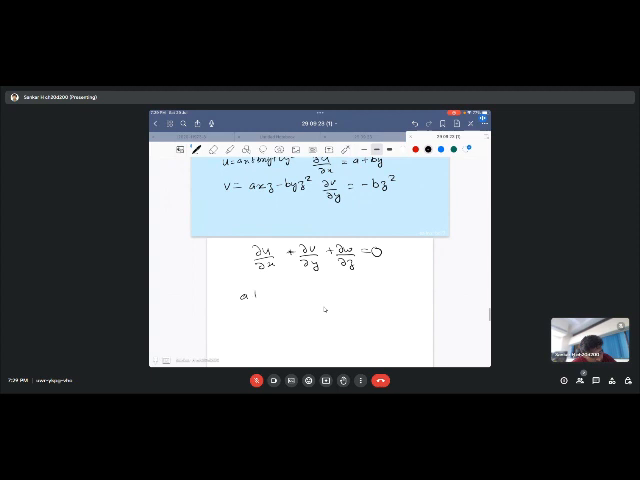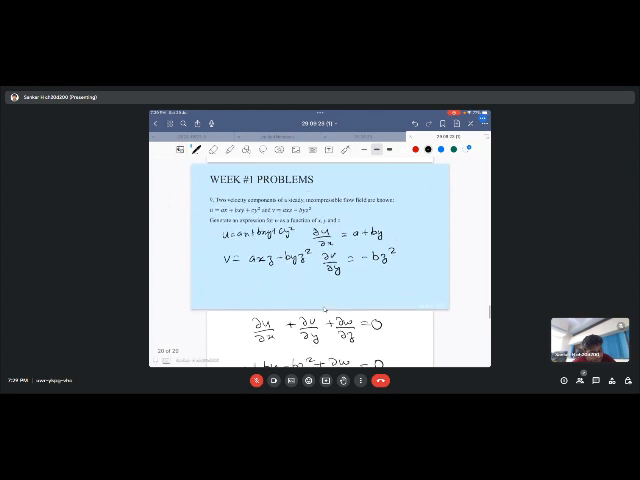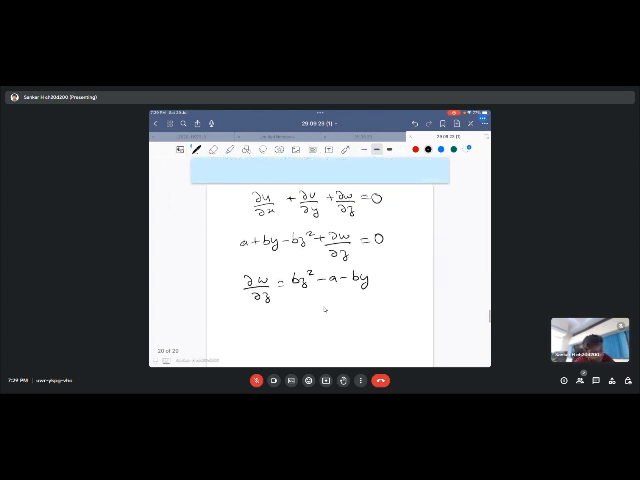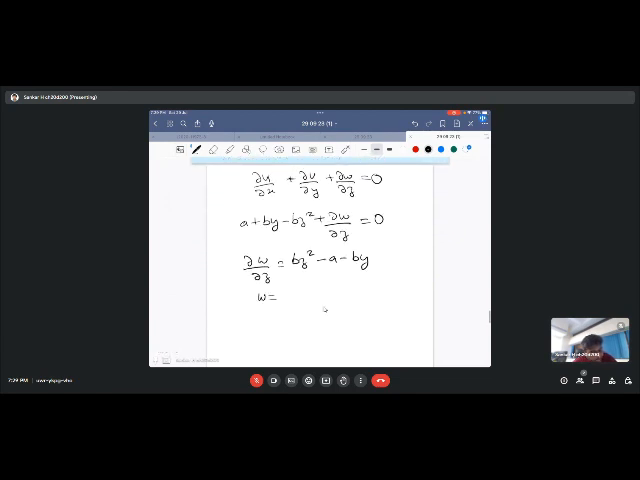Therefore, when you substitute these values, you'll get a plus by minus bz square plus dou w by dou z should be equal to 0, and we'll get dou w by dou z as bz square minus a minus by. Therefore, when you integrate this, we can write this as bz cube by 3 minus az minus byz plus a constant.